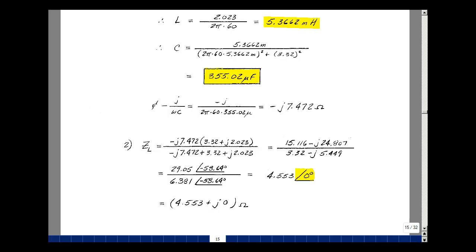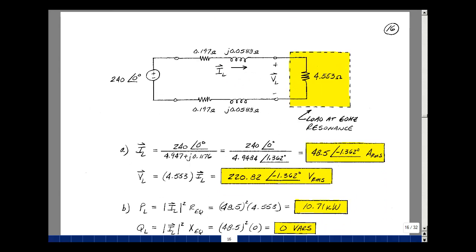Now, this should make the current in the wires go down. Let's analyze our power system now with this capacitive load that's resonating with the inductive part of the load, and we're just left with a real part. Let's solve for the current that flows in our circuit. That's going to be the voltage 240 at angle 0 divided by the total impedance, which would be the 4.553 plus the resistance of the wires, plus the imaginary part. This has a magnitude of 4.9484, a little bit bigger than this, and the angle is still pretty close to 0 degrees because this is pretty short compared to this. So now the ratio of these two is 48.5 amps RMS at an angle of minus 1.362.